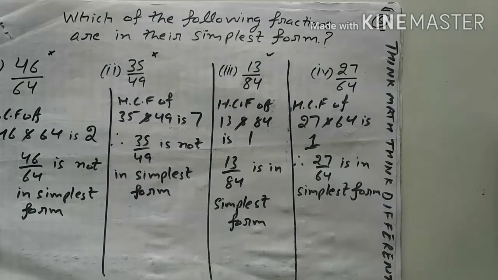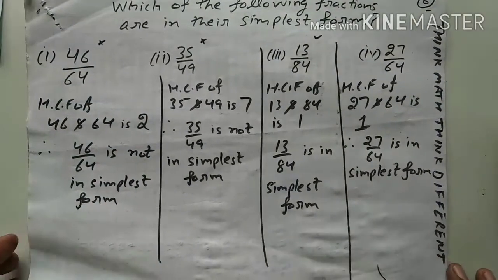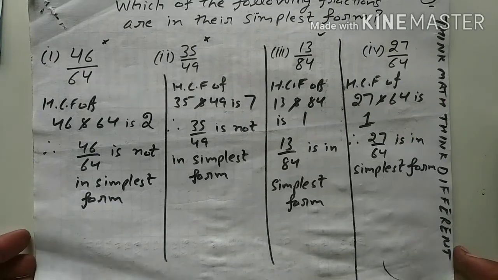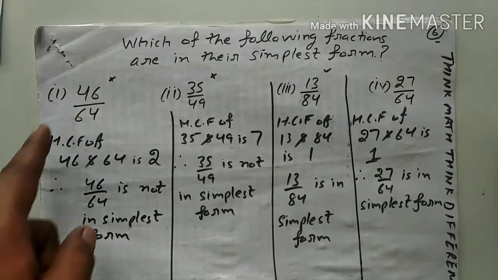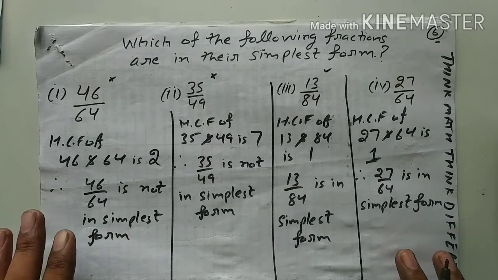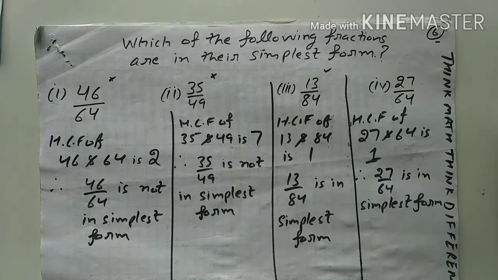So student, we have solved all the questions where we decided which fraction is in the simplest form or which fraction is not in simplest form, with the visualization method and the proper detailed method of long division by finding the HCF. Okay students?